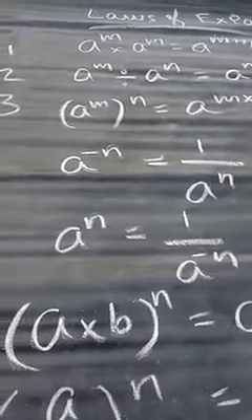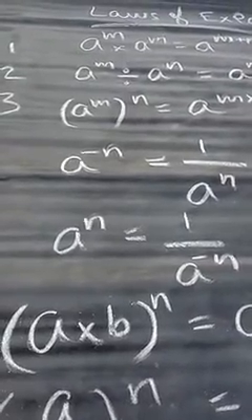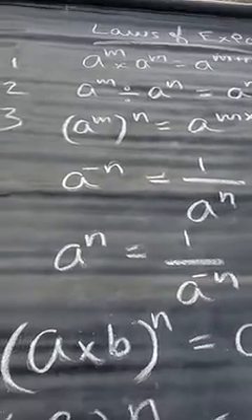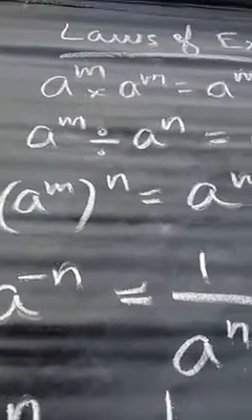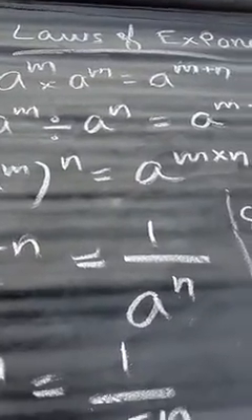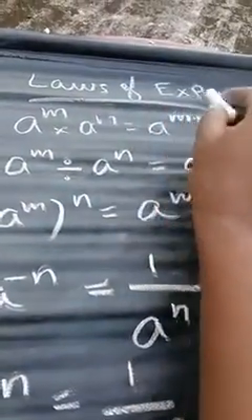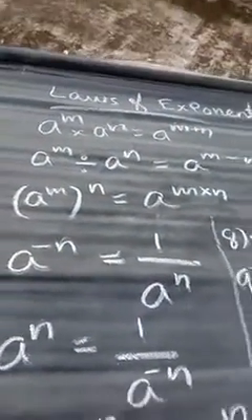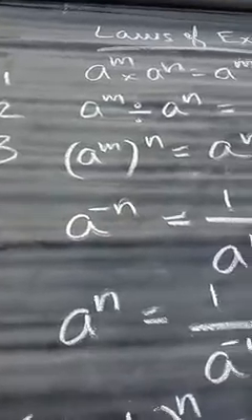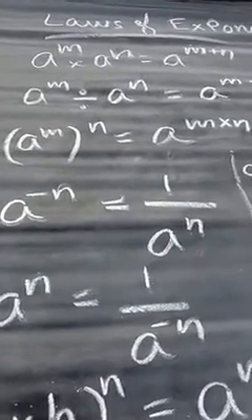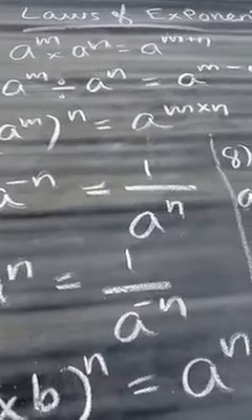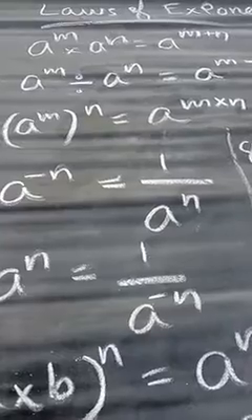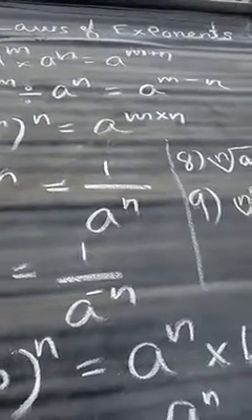Laws of exponents, first law, that is product law. a raised to m into a raised to n is equal to a raised to m plus n. That is product law. And the second law is a raised to m divided by a raised to n is equal to a raised to m minus n.